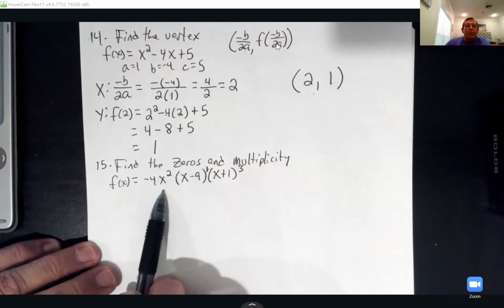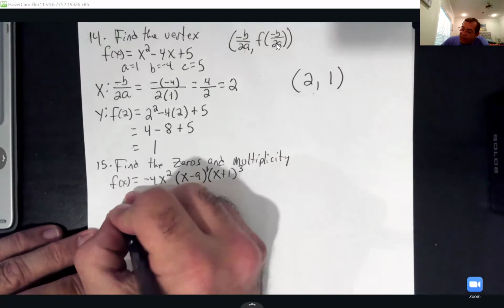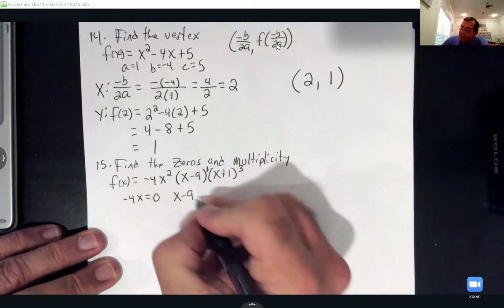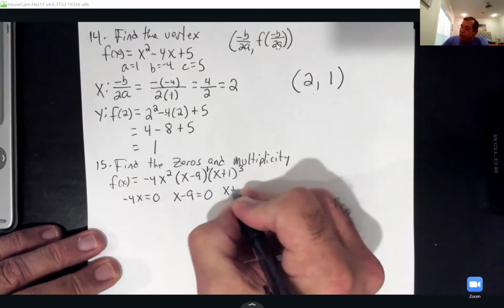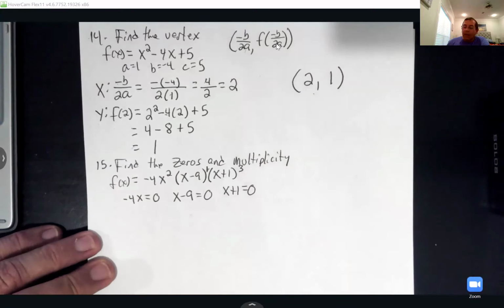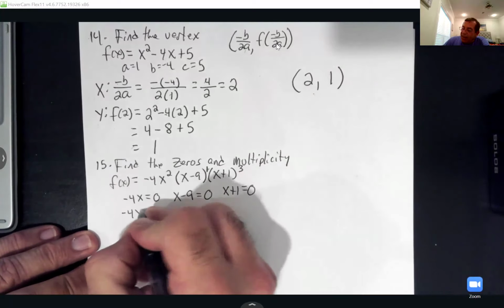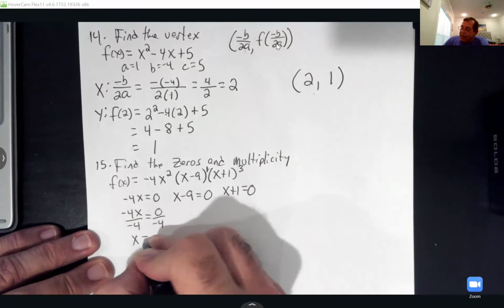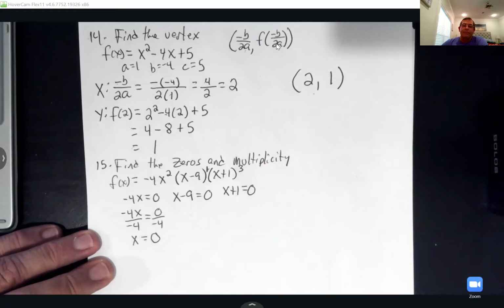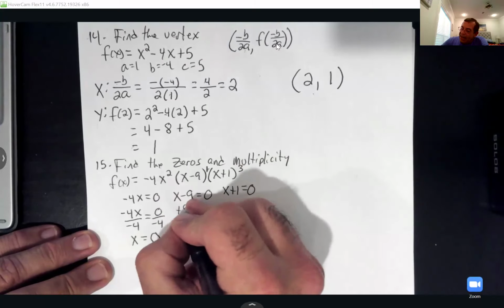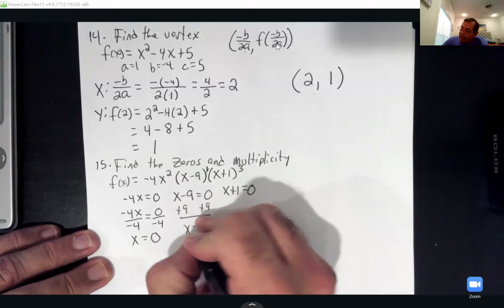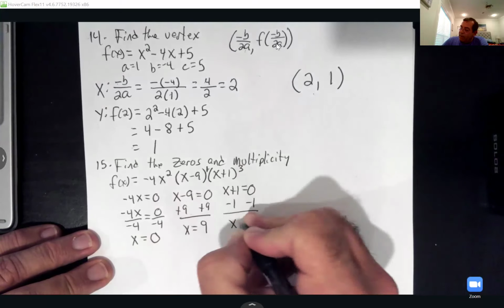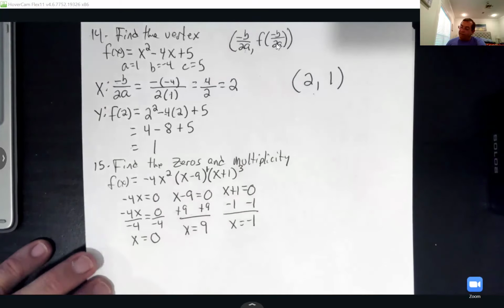Now, to get the actual zeros, we're going to set negative 4x equal to 0. We'll set x minus 9 equal to 0. And we'll set the x plus 1 equal to 0. So y'all solving the first one, I'm just going to divide by the negative 4. And y'all look at that. A single x still gives me a 0. Here I would add 9 and get x equals 9. And then the third one, I would what? Subtract 1 and get x equals negative 1.